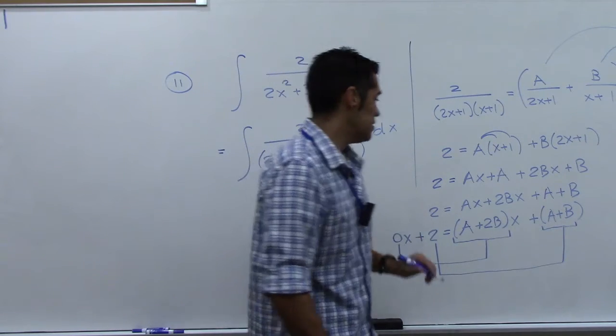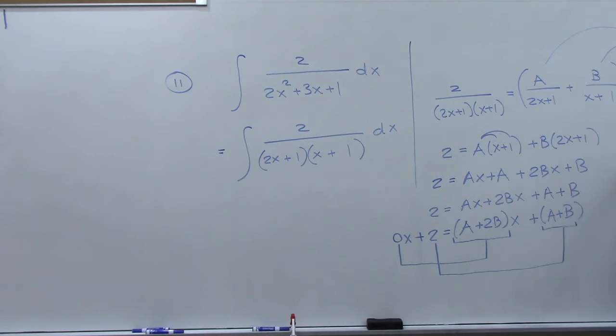So what I've done is I've set up two equations. The first one says that a plus 2b equals 0. The second equation says that a plus b must be equal to 2. And now I have a system of equations. You can solve this by elimination, or by substitution, or you can use your graphing calculator to do it. I'm going to do it by elimination.